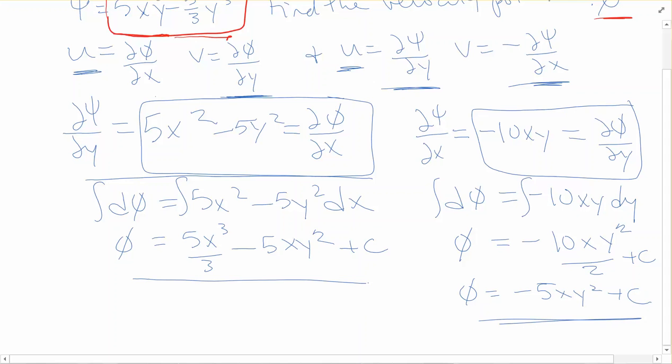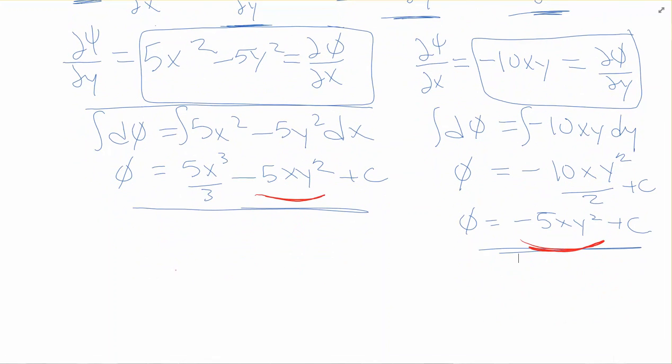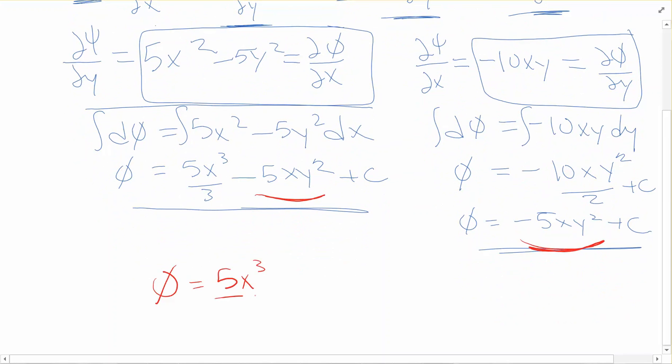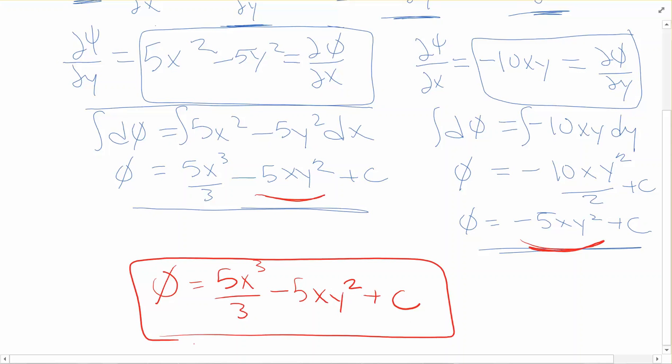So we've got two equations for phi. Now if you notice, we've got the same term here. We've got this negative 5xy squared here, and we also have it right here. So that means when we do our superposition, we add these up. Our final equation for phi then is just going to be 5x cubed over 3 minus 5xy squared plus the constant c. There's no need to have the negative 10xy squared, because we just need the negative 5xy squared in there, and we already have that. So that will be our final velocity potential.